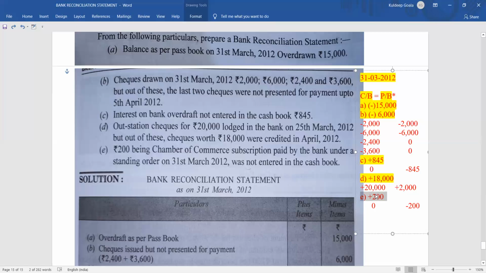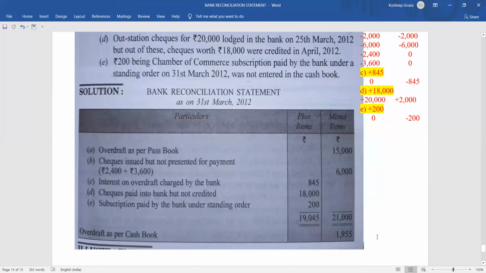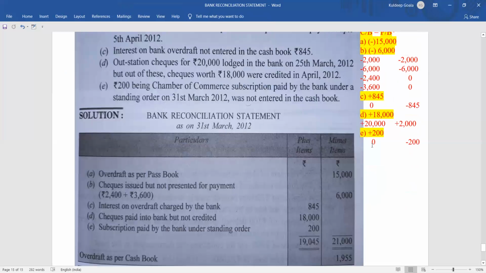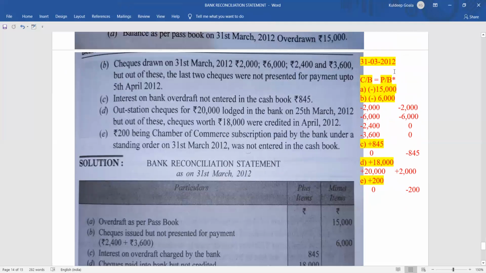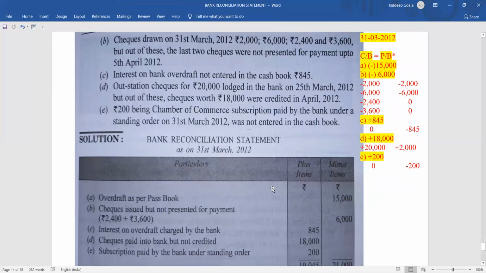Now what we are going to do is that we will prepare a statement and we will show this whole scenario here. So let's see.